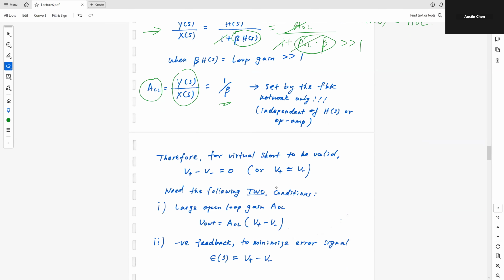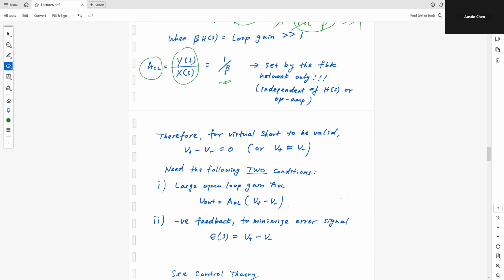So let me just recap here. In order for you to claim you have virtual short, you will need to have 2 conditions satisfied. The first condition is you need to have large AOL. So this AOL has to be going to infinity, as large as possible, a large open loop gain. And then the second condition is you need to have negative feedback. The negative feedback allows you to minimize this error signal.